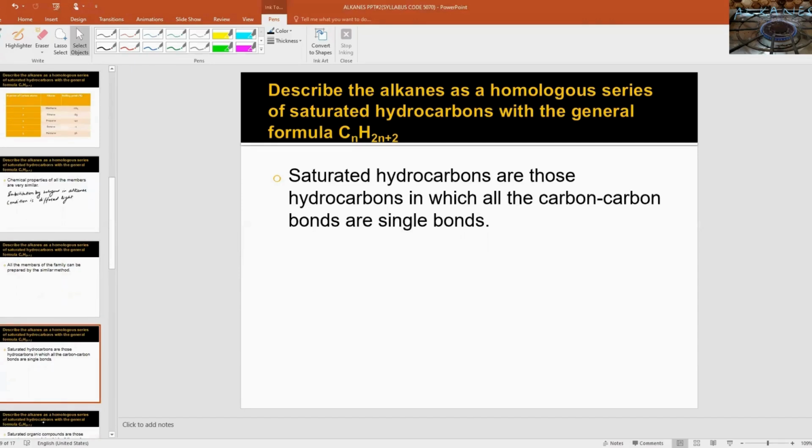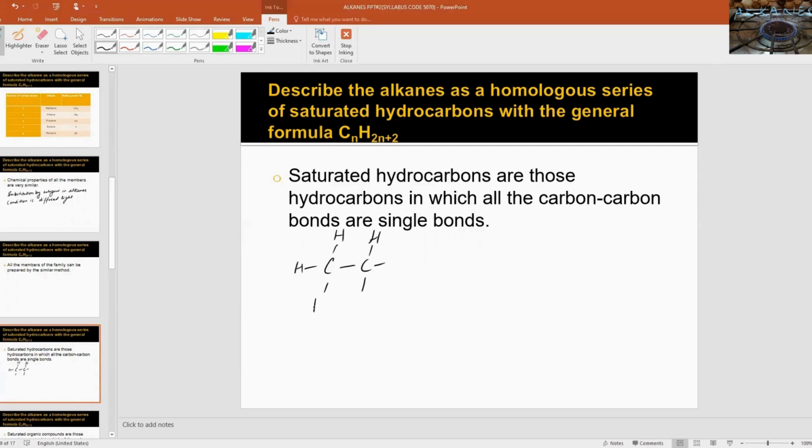Now I will explain what saturated hydrocarbons are. Hydrocarbons which contain only carbon-carbon single covalent bonds, or simply single bonds, are called saturated hydrocarbons. We know that alkanes are hydrocarbons as they are made up of only hydrogen and carbon. What you have to remember is that they contain only carbon-carbon single bonds.